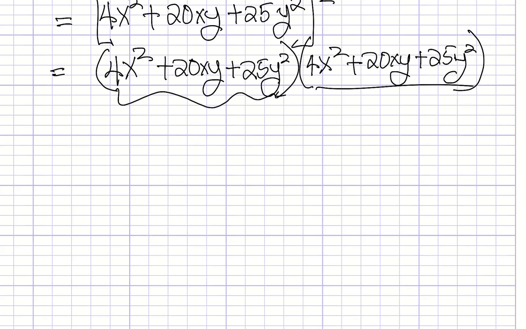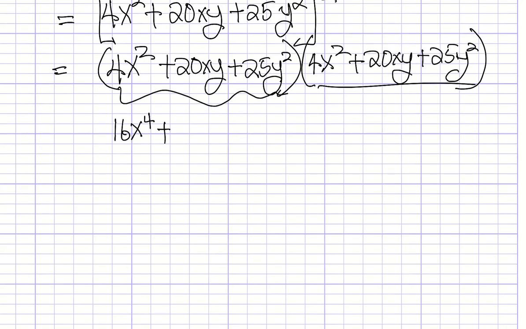Let's start with 4x squared. We get 4 times 4 is 16x raised to the power 4. And then we'll do 4x squared times 20xy. That would be 80, right? 80x raised to the power 3 and then y. You see that, right?